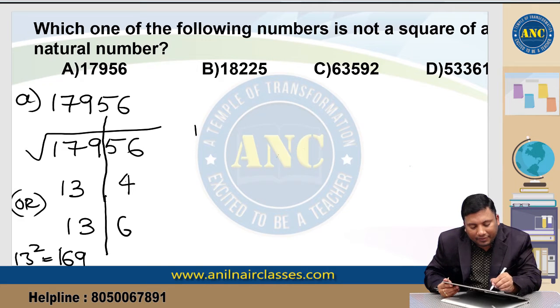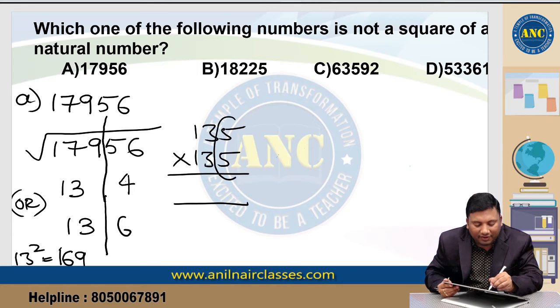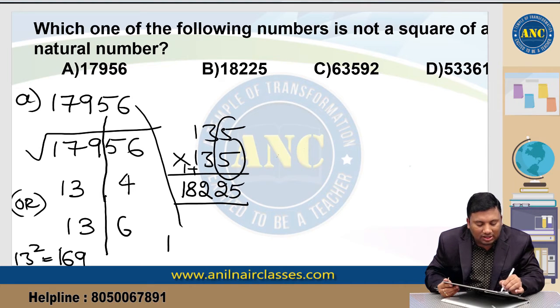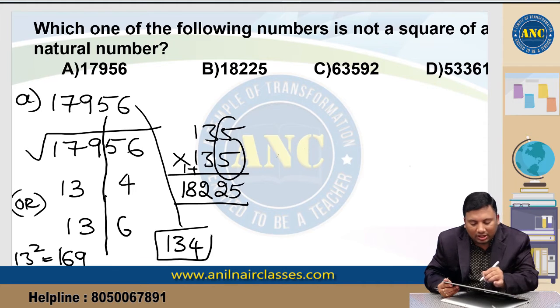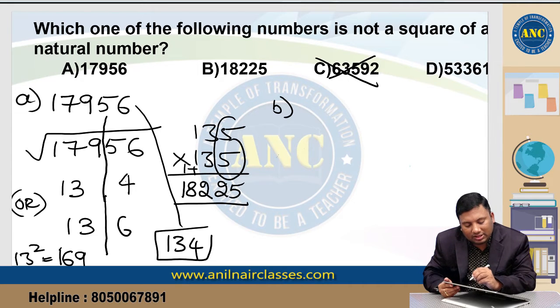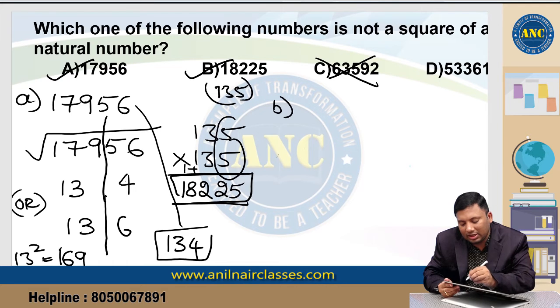Suppose I take 135 into 135. 5 fives are 25. 13 if I add 1, 14, 13s are 14 threes are 42. 18225. 17956 is less than 18225. So the answer for the first one is the square of 134. Now let me check the second option. Already we got 18225. The second option value is 135. So this is a square, this is a square, this is not a square.